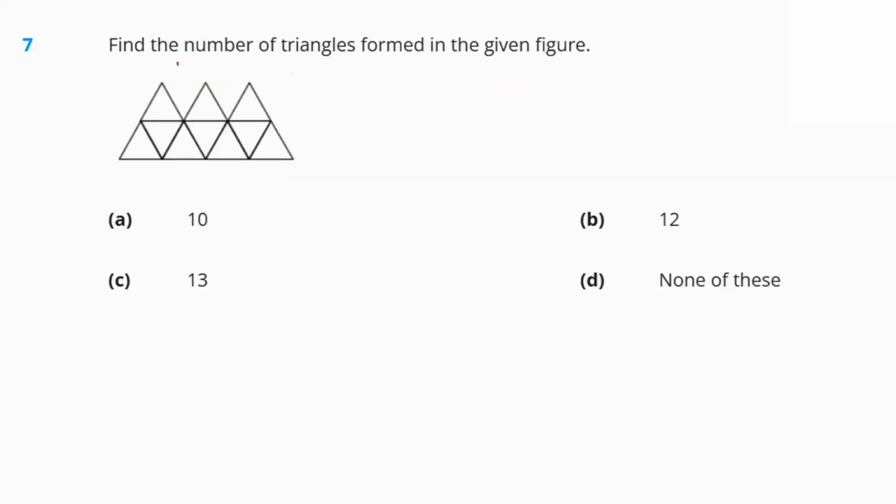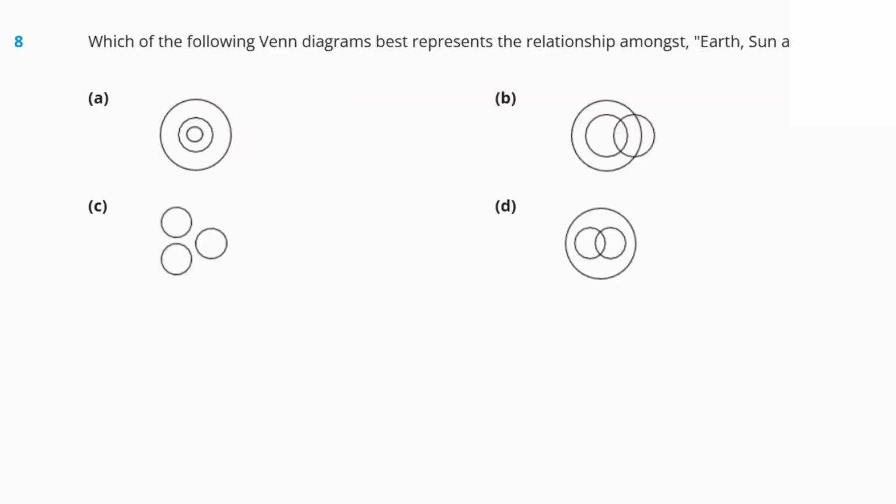Hence, that's our answer. Next, question number 7. Find the number of triangles formed in the given figure. How many triangles over here? 1, 2, 3, 4, 5, 6, 7, 8, 9, and 10 straight. Now, if we just join them up, 11, this is the 12th one. This is the 13th one. Okay. Can you form any more triangles? No. So 13 triangles, option C is our answer.